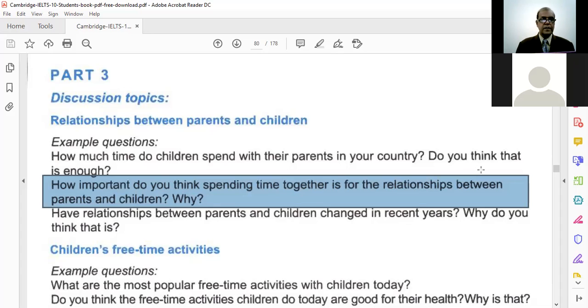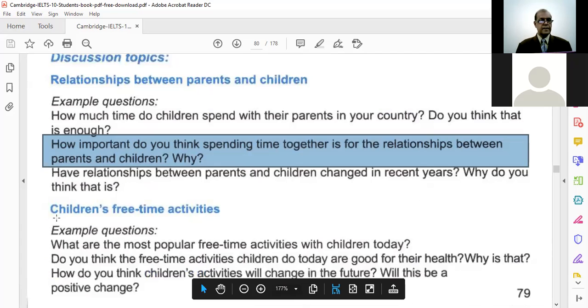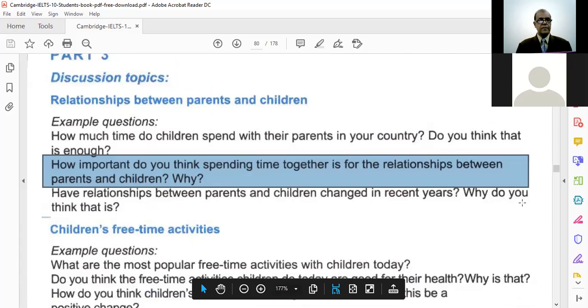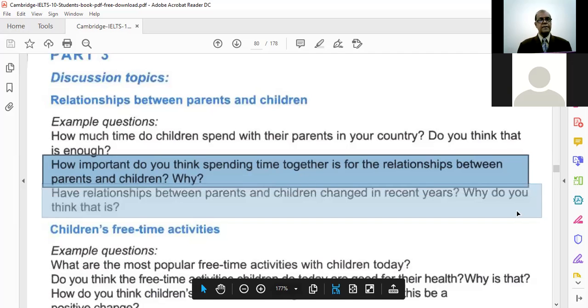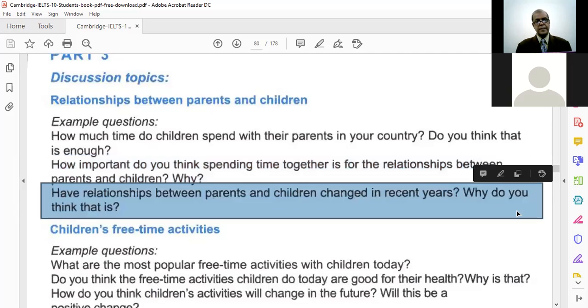All right. So good enough. The next question in this line is, have relationships between parents and children changed in recent years? Why do you think this is?